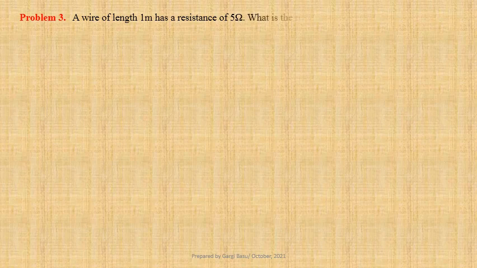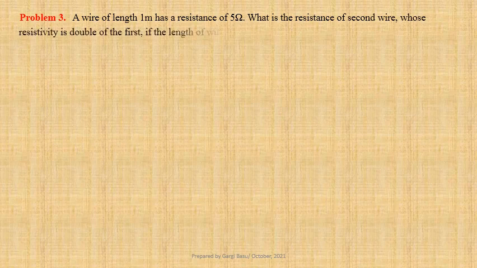A wire of length 1 meter has a resistance of 5 ohm. We have to calculate the resistance of second wire whose resistivity is double of the first. If the length of this wire is 4 meters and the diameter is double of the first.